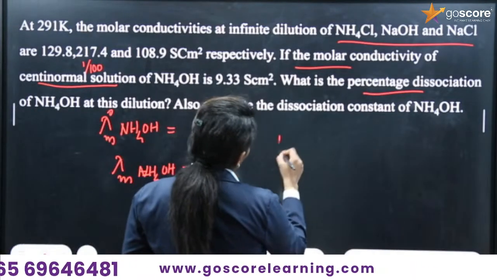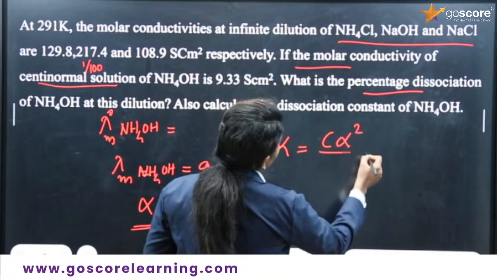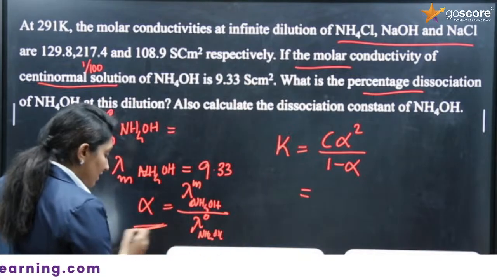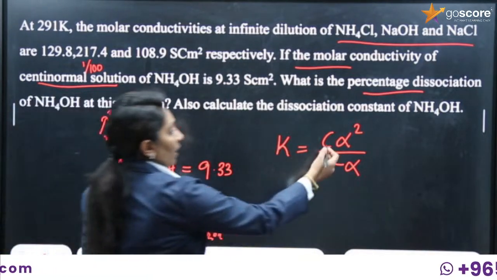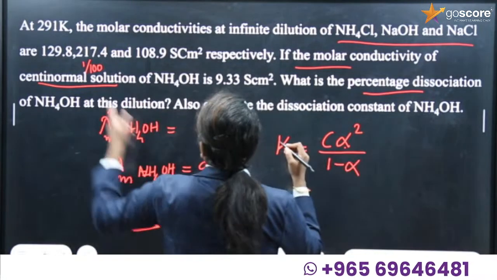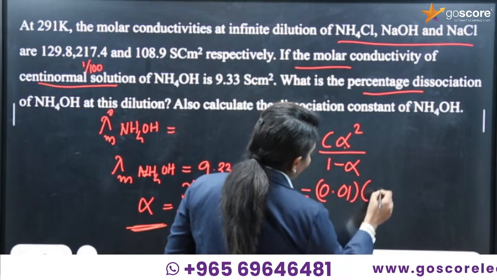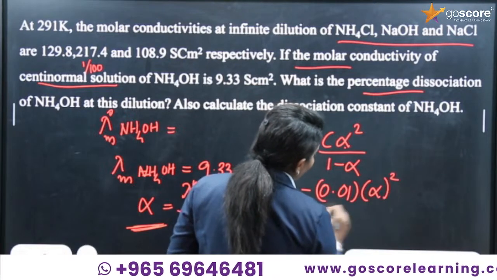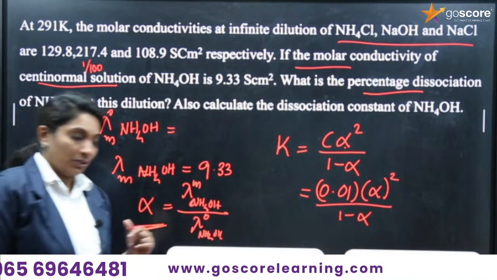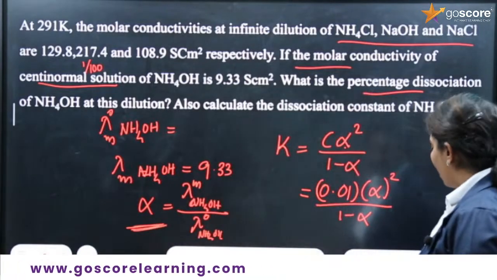So then how will you find out the dissociation constant? It is nothing but the C alpha square by 1 minus alpha. Once you get this alpha value, you have to use that value here, and C is nothing but 1 by 100, meaning 0.01, into the value of alpha you are getting, divided by 1 minus alpha. Try to do this numerical and give your answer in the comment box.